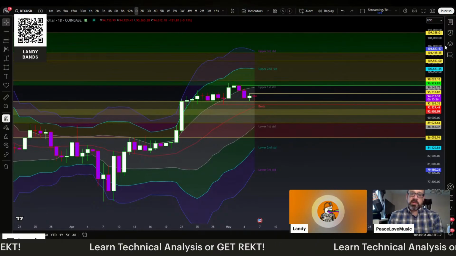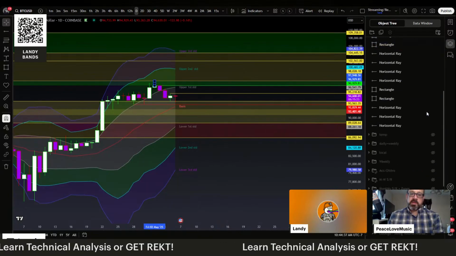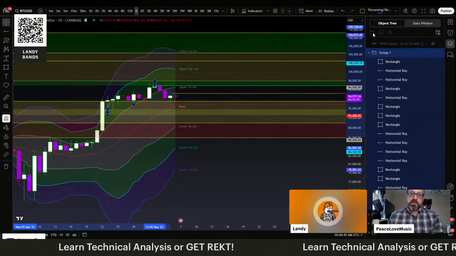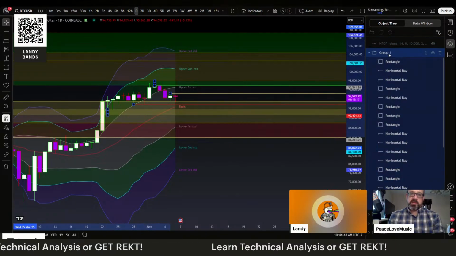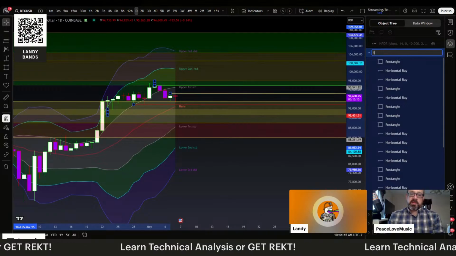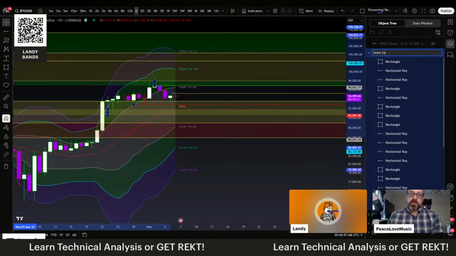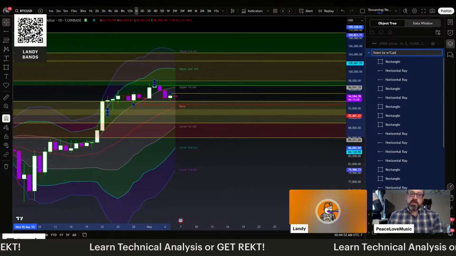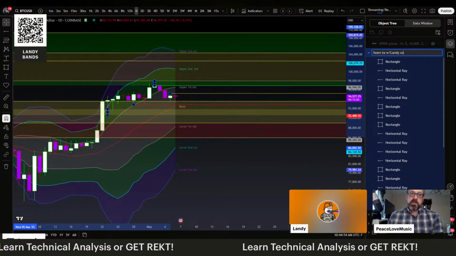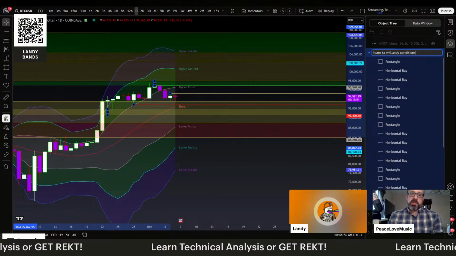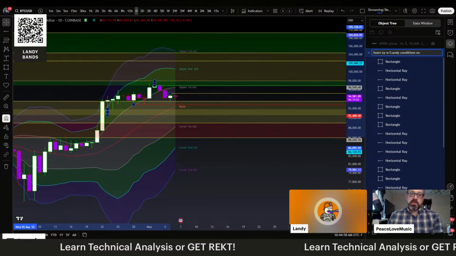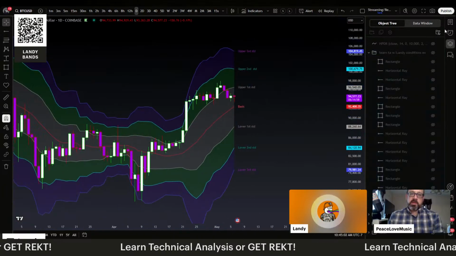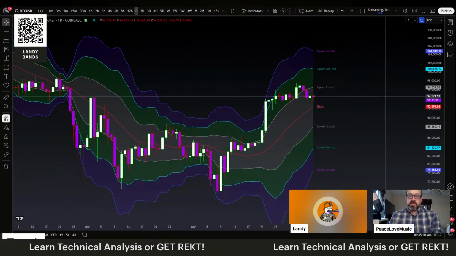So if we take all of what we have here, I'm going to package this up into something that we can take on and off the chart simply. We'll call this Learn TA with Landy, and this is conditions example. All right, so we can turn that off, and we can look at a few other things here, right?